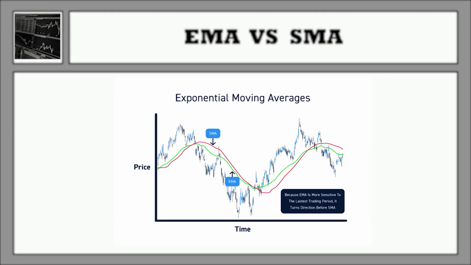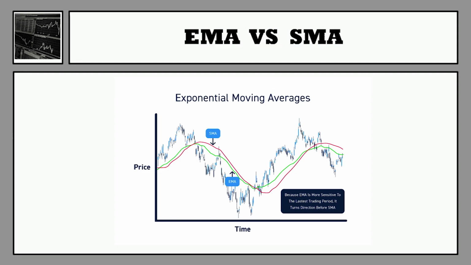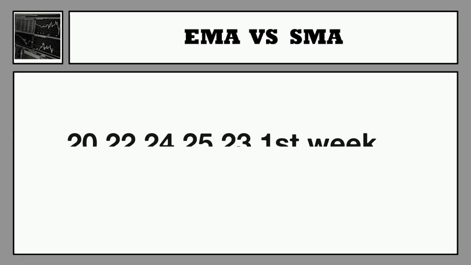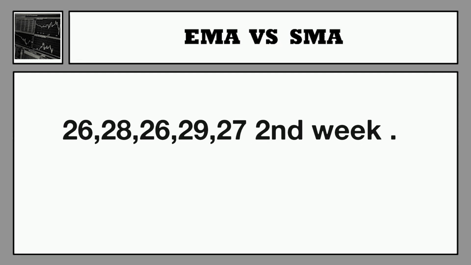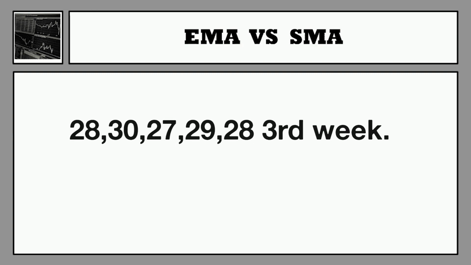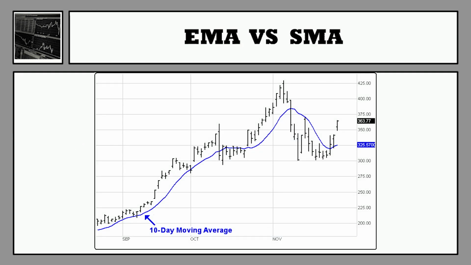SMA versus EMA calculate moving averages differently. The following securities have 15-day closing prices: 20, 22, 24, 25, 23 first week, 26, 28, 26, 29, 27 second week, 28, 30, 27, 29, 28 third week. A 10-day moving average starts with the first 10 days' closing prices.